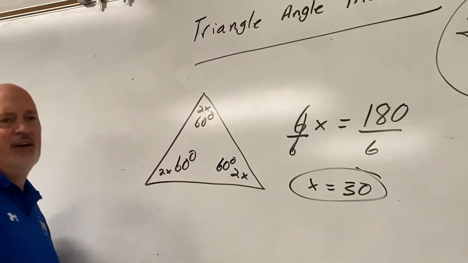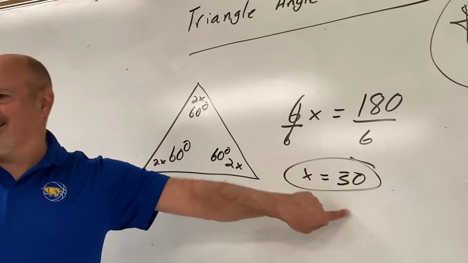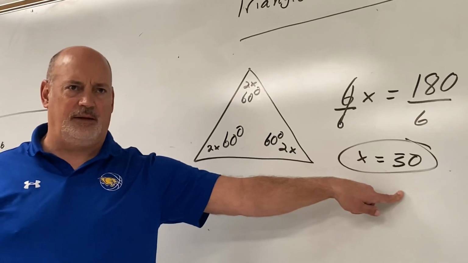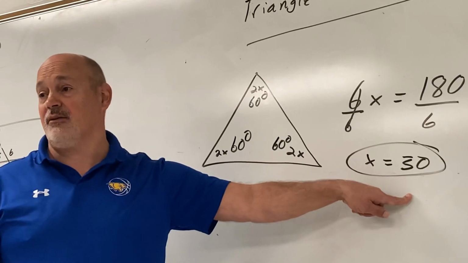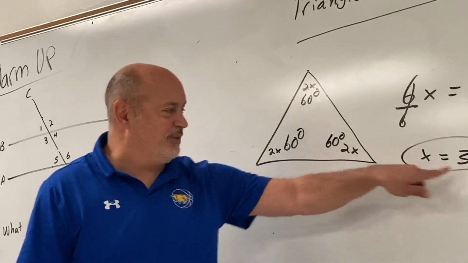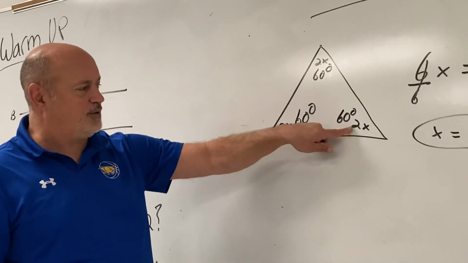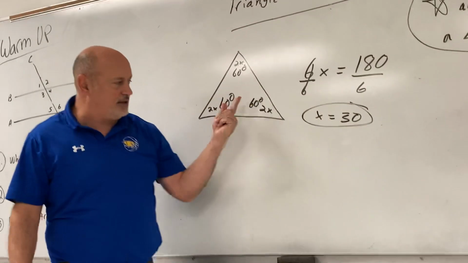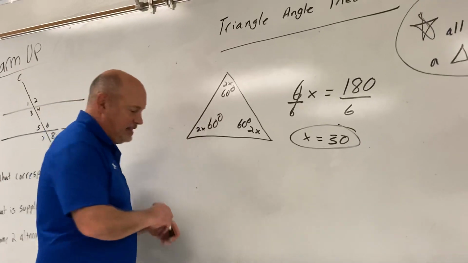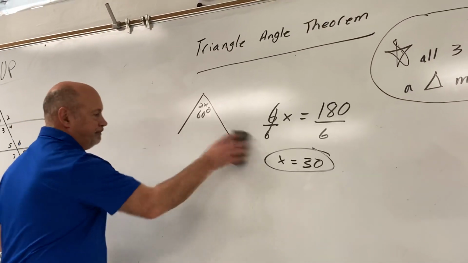Okay, don't fall for the trick that this is your answer. Are you with me? A lot of kids do that and they get it wrong. This will help you find the answer. You're going to do 2 times x. X is 30, so 2 times 30 is 60. All right, let's do another.